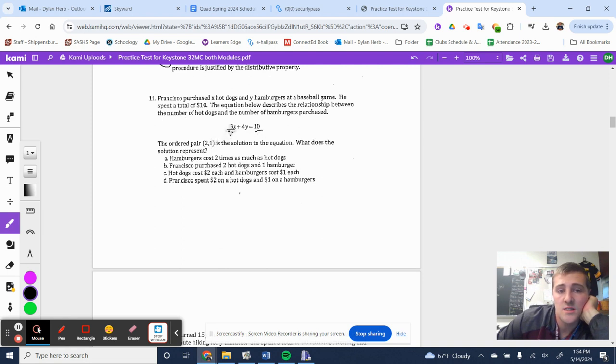So again, the cost of a hot dog is 3 and the cost of a hamburger is 4. So hamburgers cost 2 times. That's not true because they're 3 and 4, which is not 2 times as much. Francisco purchased 2 hot dogs and 1 hamburger. That should be the correct answer.